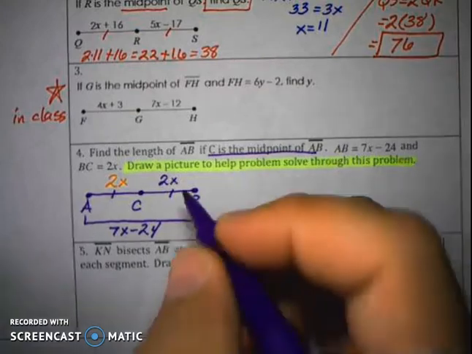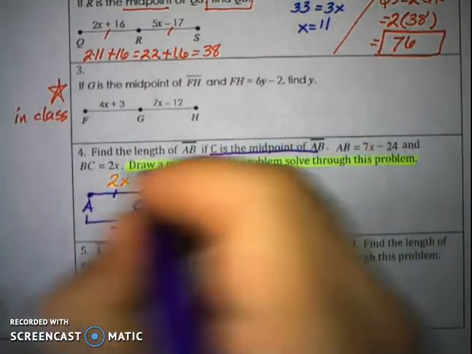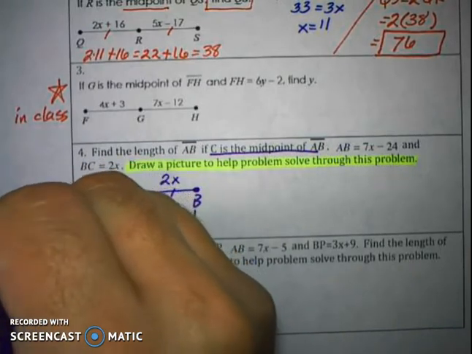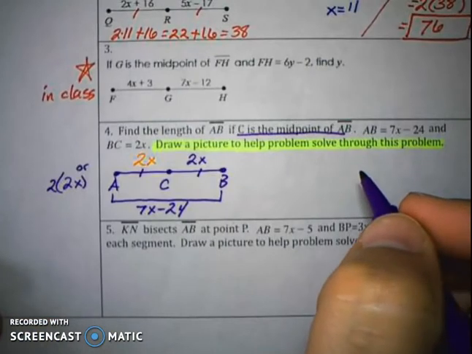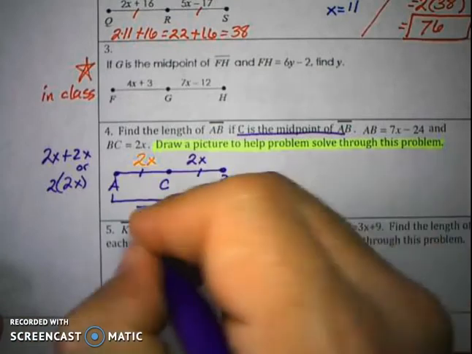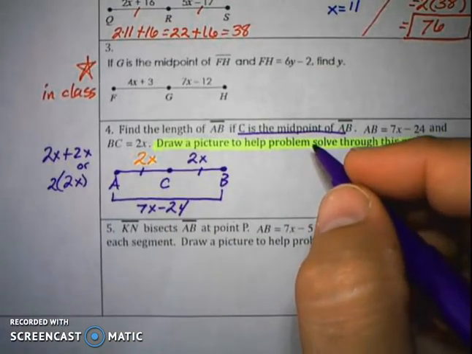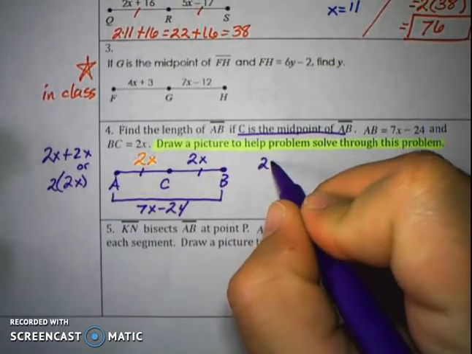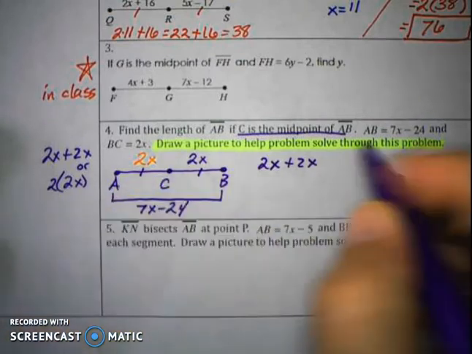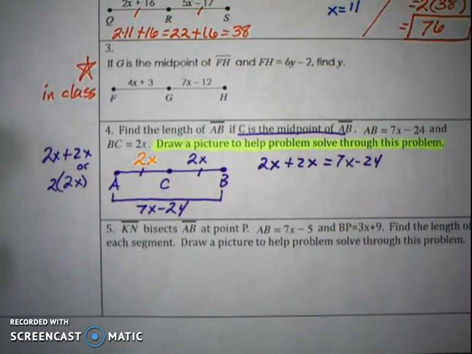So now I can set up my equation that 2x plus 2x, or 2x times 2, like that. I can either say 2x plus 2x or 2x times 2 is equal to my total. Remember, we talked about part plus part equals whole in the previous lesson. So we can say 2x plus 2x, or 2x times 2, equals the whole thing, 7x minus 24.